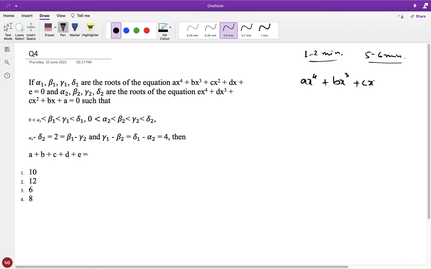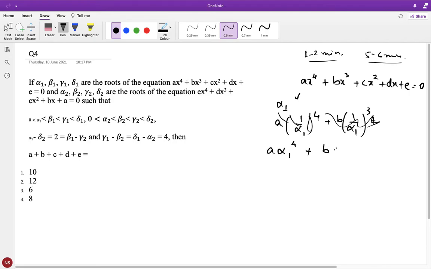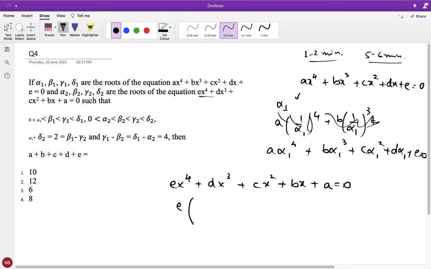This is the given equation for which the roots are given to us as alpha 1, beta 1, gamma 1, delta 1. If alpha 1 is a root of this equation, then a alpha 1 to the power 4 plus b alpha 1 cube plus c alpha 1 square plus d alpha 1 plus e is equal to 0. Now this is the other equation, ex4 plus dx cube plus cx square plus bx plus a is equal to 0. If I put 1 by alpha 1 in place of x, what will I get? This.